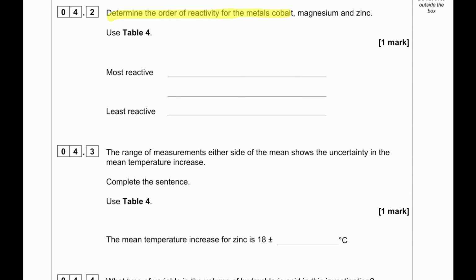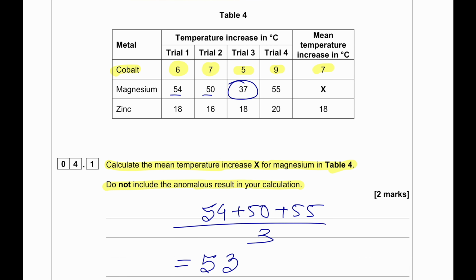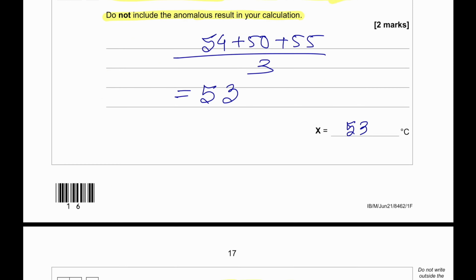Determine the order of reactivity for the metals cobalt, magnesium and zinc. Most reactive. Out of these 3 metals, the most reactive will be the one that has the highest temperature change. So magnesium will be number 1, second will be zinc, and third will be cobalt.